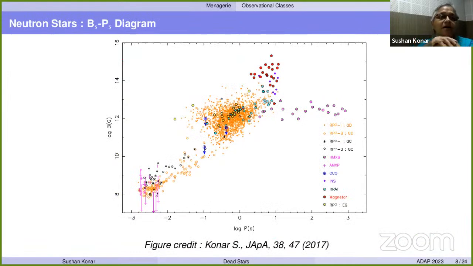And here is the BP diagram in its full glory. Many of you have seen this picture earlier, and we have everything that we see of neutron stars in this picture. So these are the regular radio pulsars, higher magnetic field, slower spin period. These are the objects that we were talking about yesterday. These are the magnetars. These are the millisecond pulsars. These fellows there, these are the X-ray pulsars sitting in high mass X-ray binaries. So that's the whole menagerie of neutron stars.